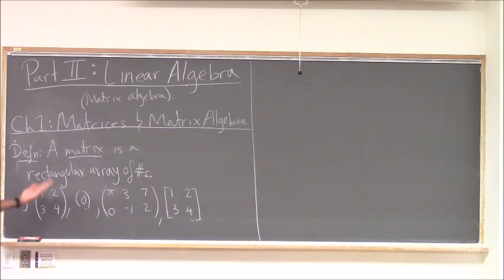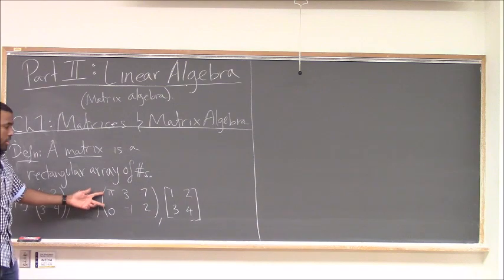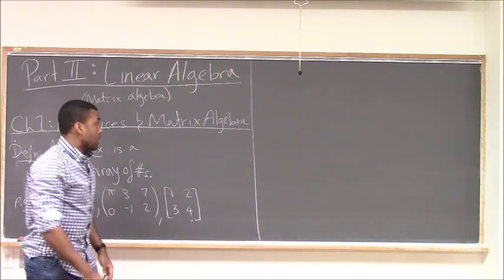It's a rectangular array of numbers. This one has 2 rows, 2 columns. This one has 1 row, 1 column. This one has 2 rows, 3 columns. This one has 2 rows, 2 columns.